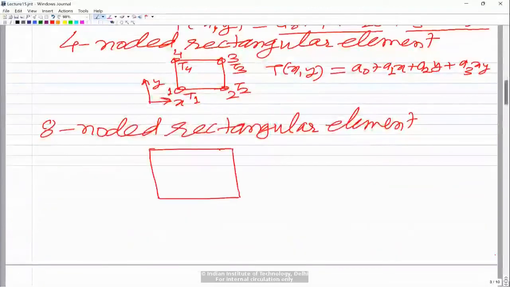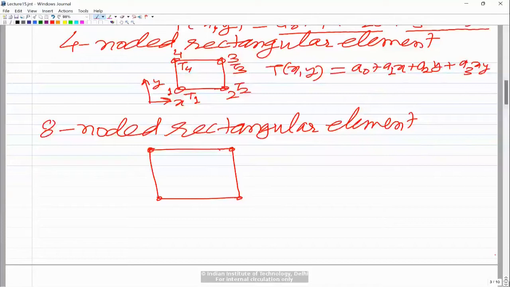Sir, you have told about four noded rectangular elements. You have told them T(x,y) equals a0 plus a1x plus a2y plus a3xy. Is this the minimum requirement for the equation? If we take into account x square and y square as well, will it improve our results, capabilities, or accuracy?